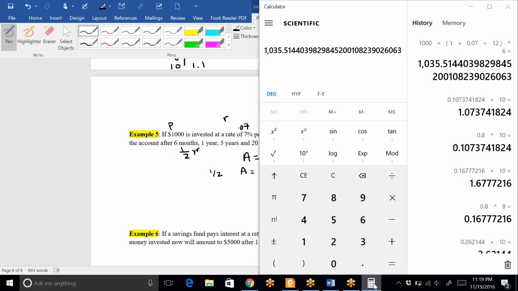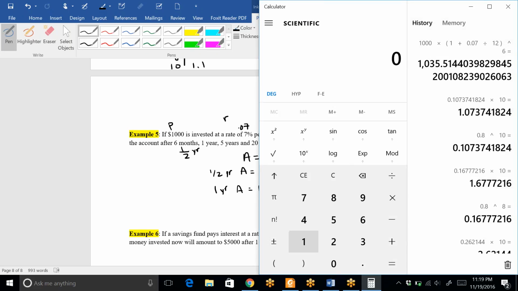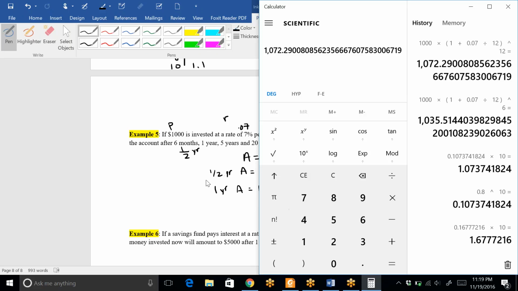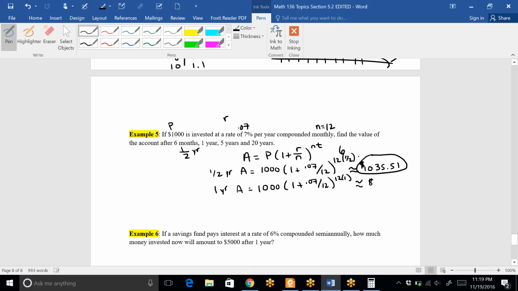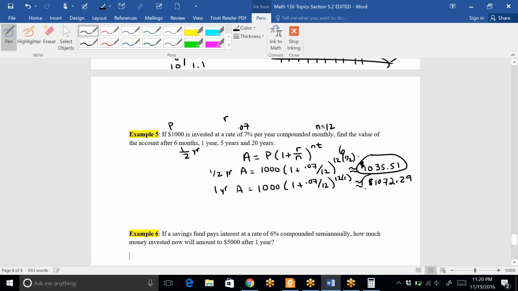Okay, let's do another one. So now we're going to do the 1 year mark. So these are our values we're plugging in. So 1,000 times 1 plus 0.07 over 12, 12 times 1, which means we're just plugging in an exponent of 12 this time. So 1,000 times 1 plus 0.07 divided by 12, close parentheses, to the 12th power. That gives us 1,072.29. So notice with an extra 6 months, we have about an extra $35 or more.